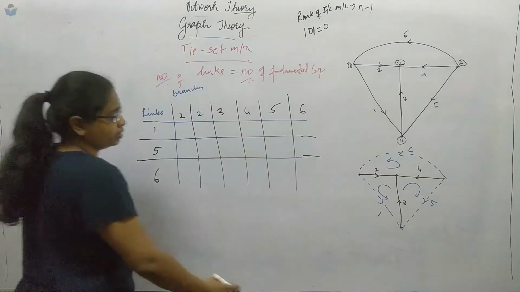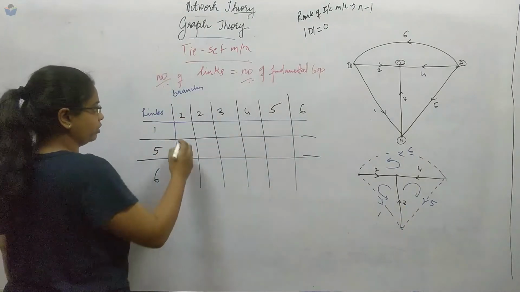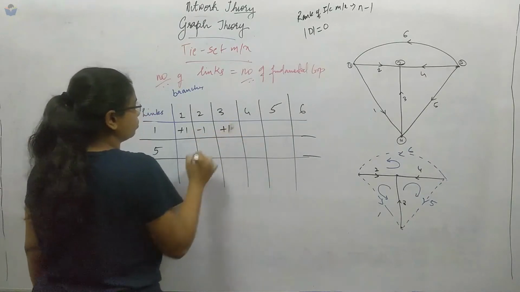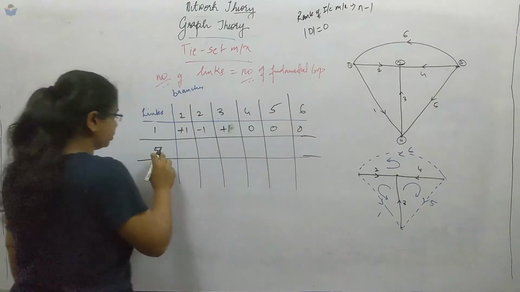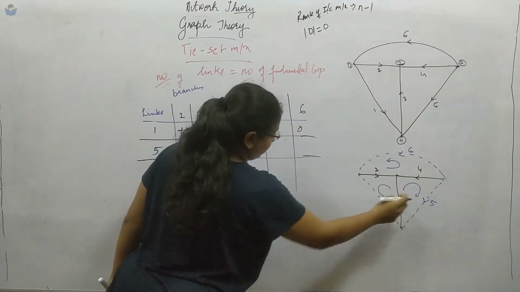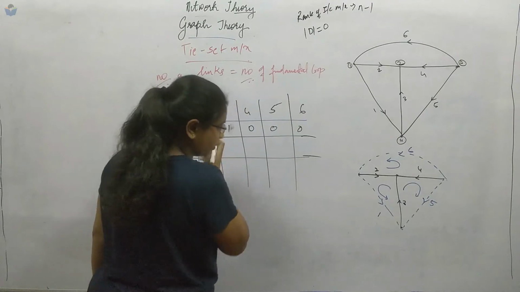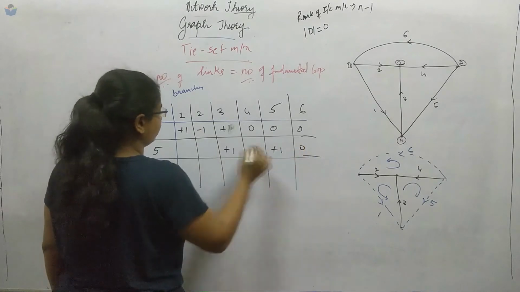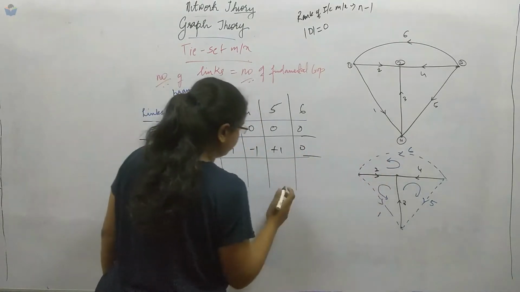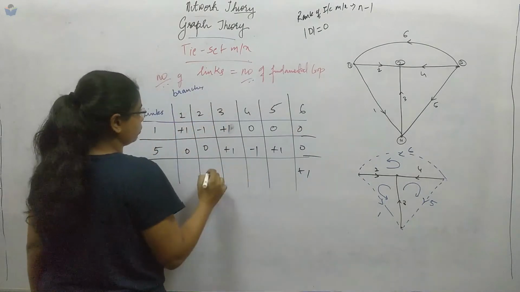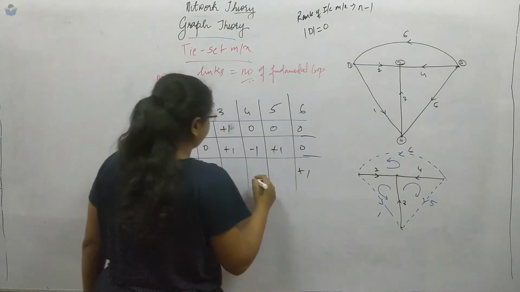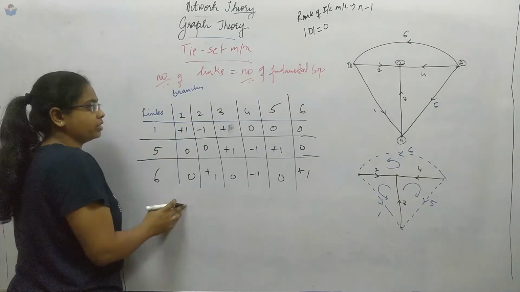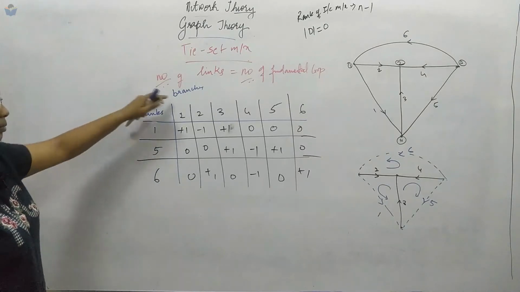Coming over here, 1 and 3 have positive direction, 2 is minus 1, the rest will be 0. Fifth one: 5 is plus 1, again 3 is plus 1, 4 is minus 1, 0, 0, 0. Sixth one: 6 is plus 1, 2 is plus 1, and 4 is minus 1. When you add here you won't get 0. That is only for the incidence matrix. So this is the branches versus links.